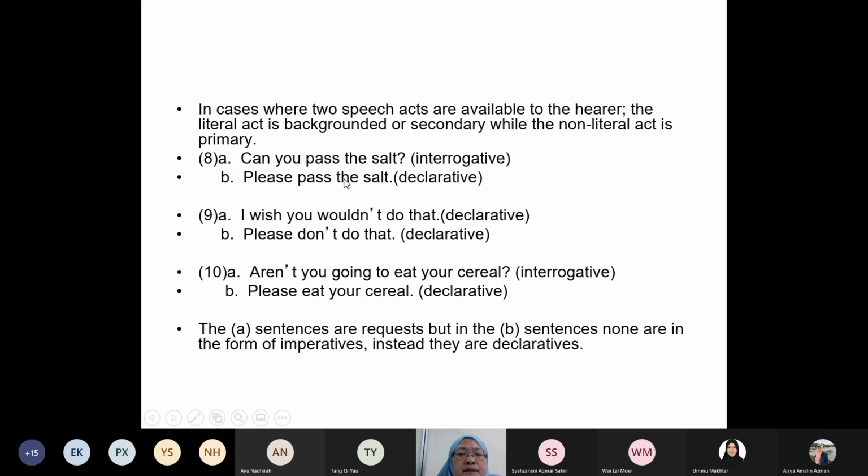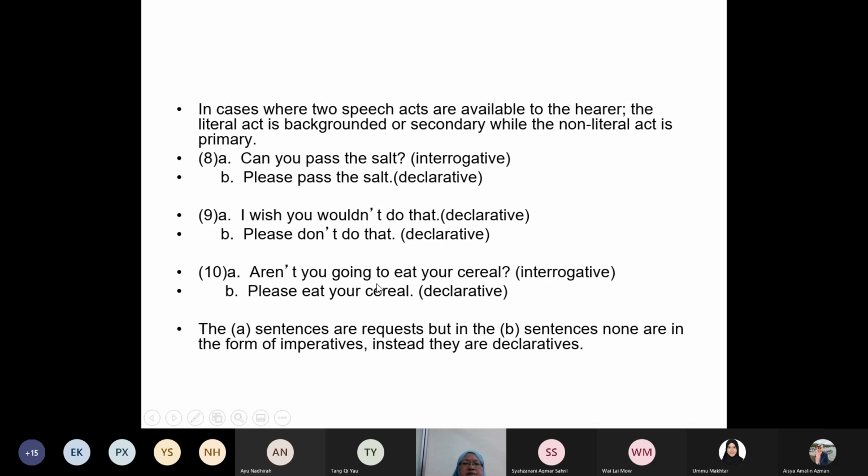If you are quite proficient in the language, we understand the meaning. I wish you wouldn't do that. This is a very polite way of saying that. And this is a statement. But actually, the more literal meaning is please don't do that. Because sometimes when you directly say that, it comes across very harsh. So you want to make it softer. You give the indirect one, but actually the literal one is being backgrounded, and then the non-literal is being focused.